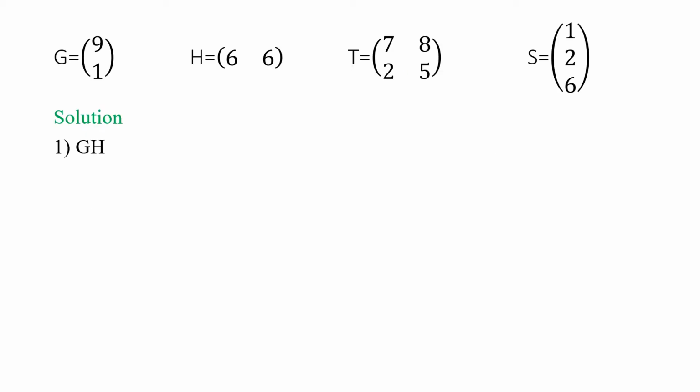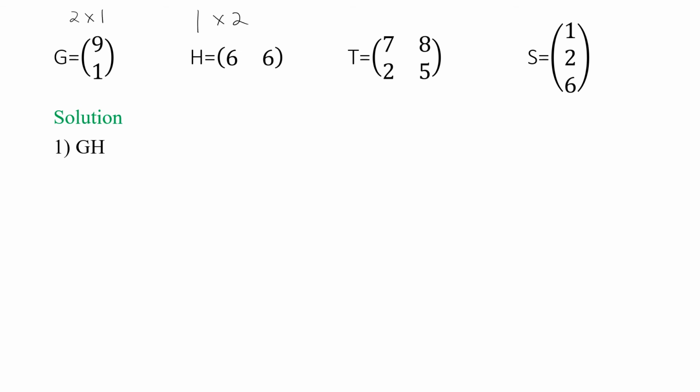So here we have number 1, GH. Look at G here. G has 2 rows and 1 column. So G is a 2 by 1. Let's look at H. Where is H? Oh, look at H right here. H has 1 row and 2 columns.